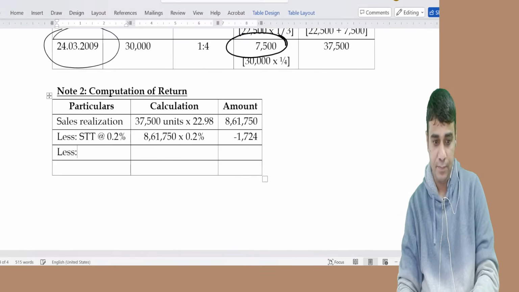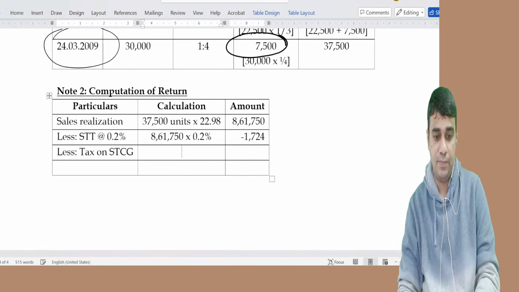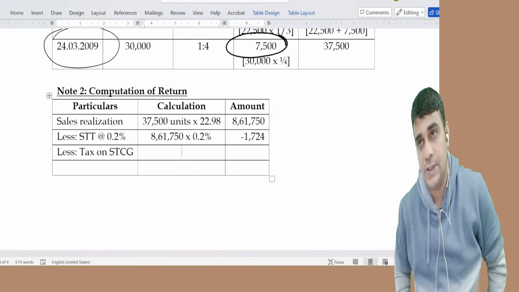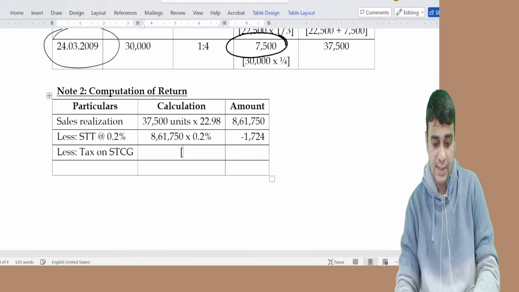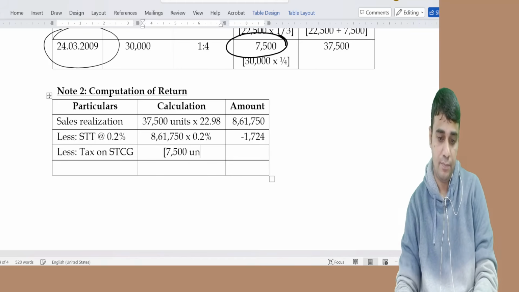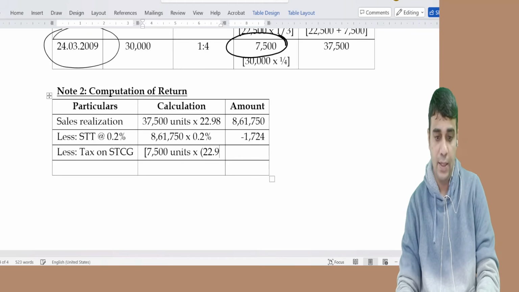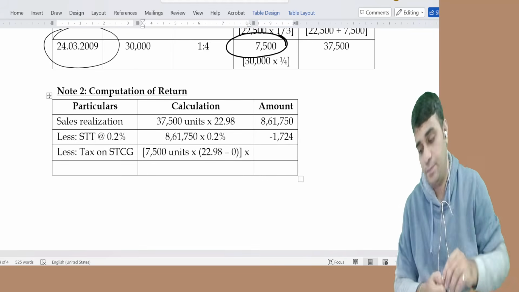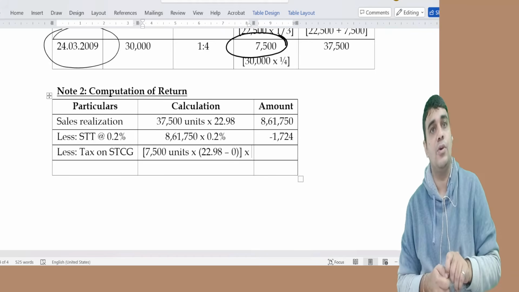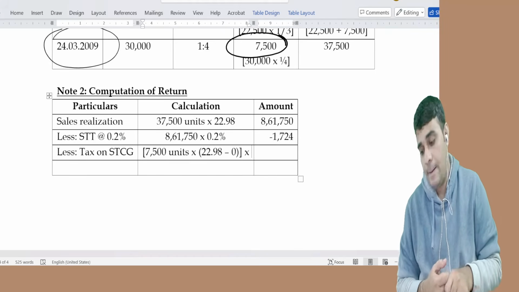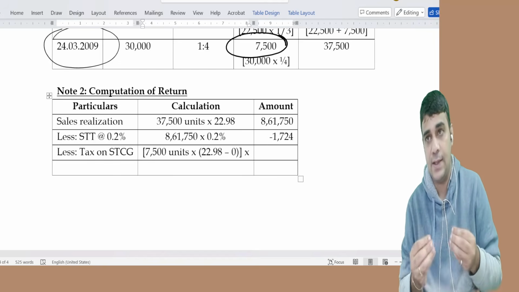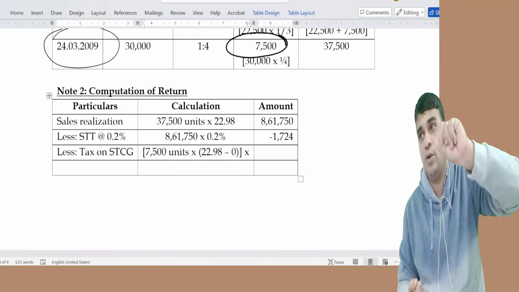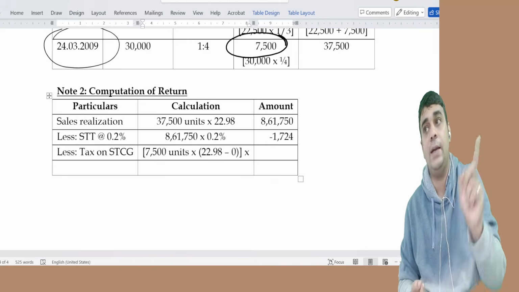Less tax on STCG. 37,500 units into 22.98 minus 0. What is 0? 0 is the cost price. Minus 0 is not needed, but just for your understanding. Why are we doing this minus 0? Because if you had to calculate the first investment, you want to calculate capital gain 22.98 minus 10.